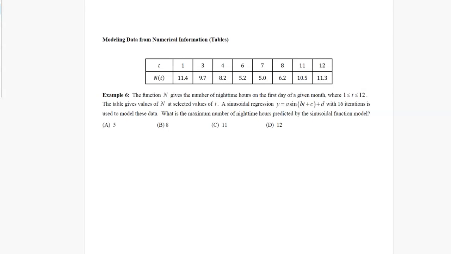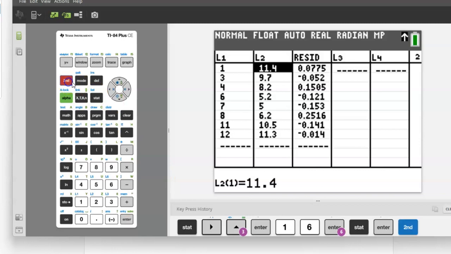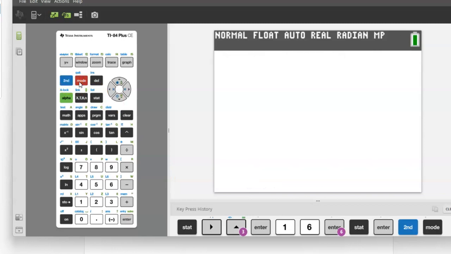All right, when it says regression, you know what we need. We need a graphing calculator. So let me get it out. All right, so where do we put the data in?